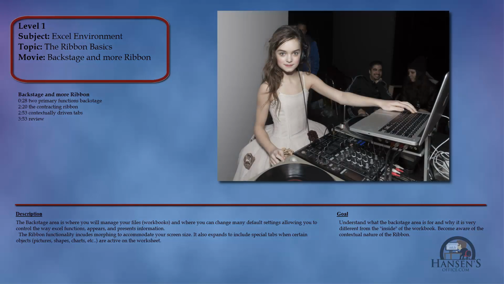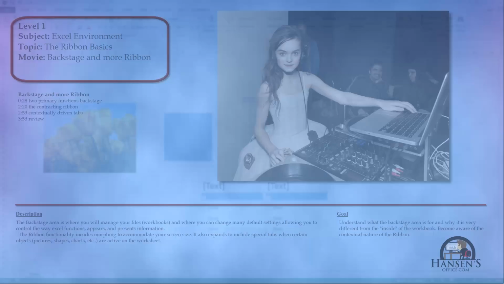So we're going to talk about the Backstage area and more about the ribbon. There's two primary functions you'll be performing Backstage, and we're going to talk about those. We'll go back and look at the ribbon and how it contracts and sizes itself to the size of the monitor that you're using. And finally, we'll talk about the contextually driven tabs that'll show up depending upon the objects that are selected on your worksheet area.